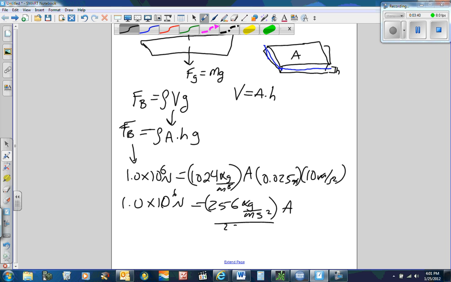So I'm going to divide both sides by 256. So 1 times 10 to the 6th divided by 256 is basically A equals 3,900 if you use 10. That's meters squared. Or if you use 9.81, then when you round up, you'll get about 4,000 meters squared, which is the answer the book has. This is the answer we got using 10. And that's how you do number 24.